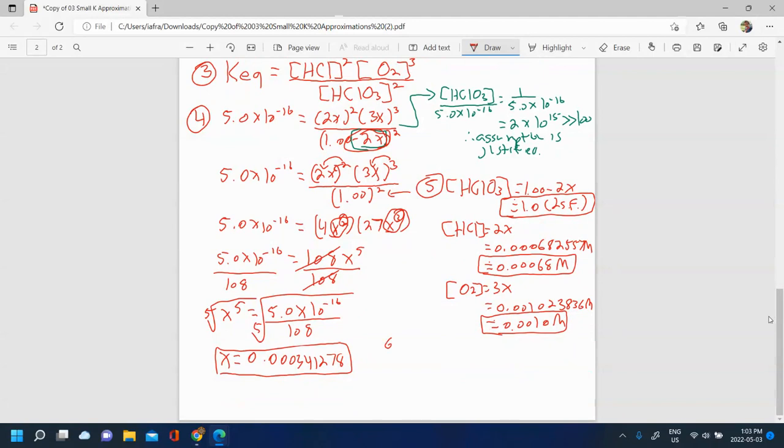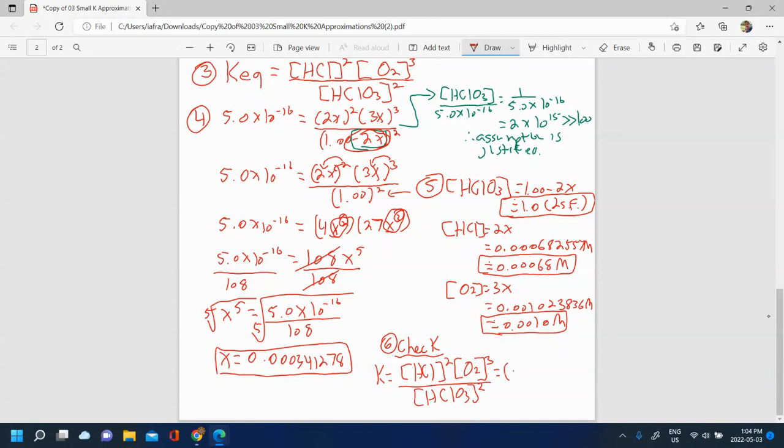So we'll do an extra step, step 6. Let's check the work. We know that K is equal to the concentration of the HCl squared times O2 at equilibrium cubed over HClO3 squared. And we can go ahead and plug in our values that we got. I usually put the unrounded values.